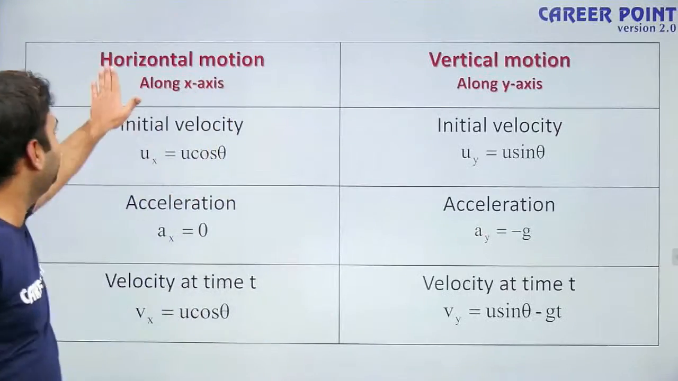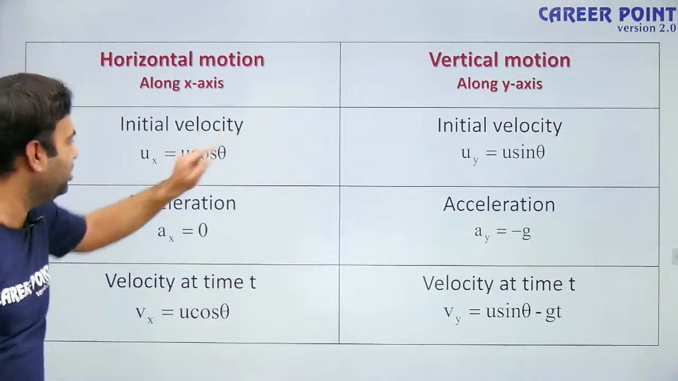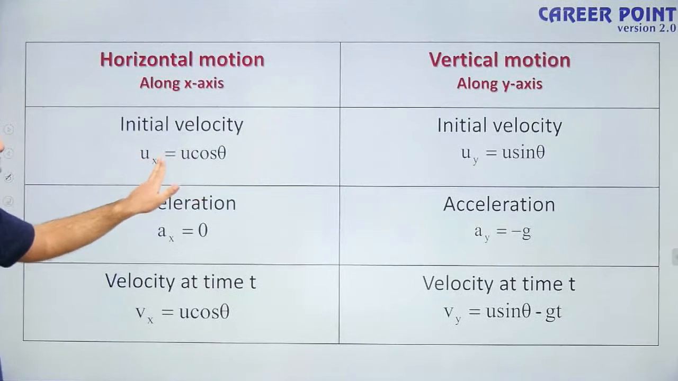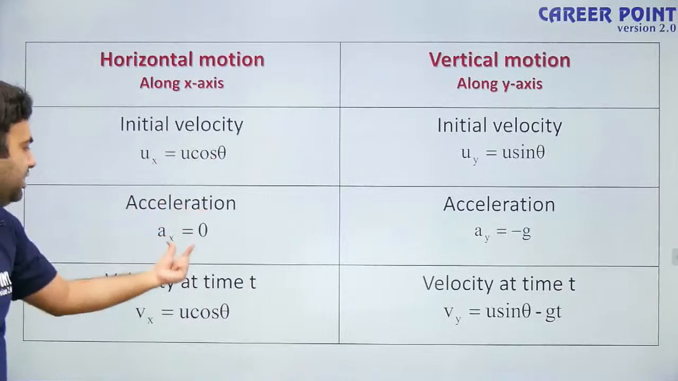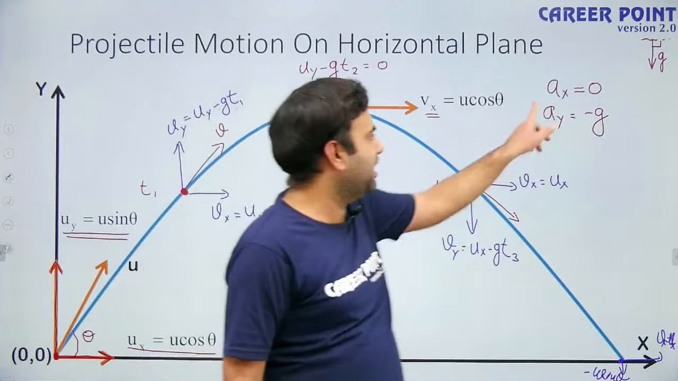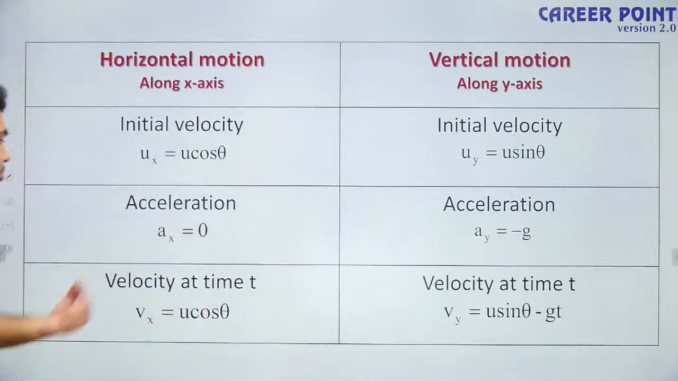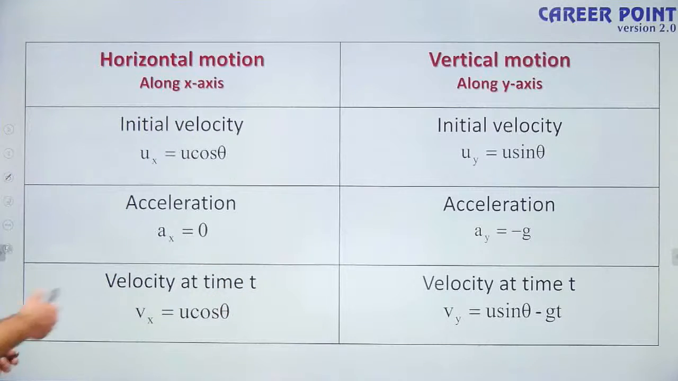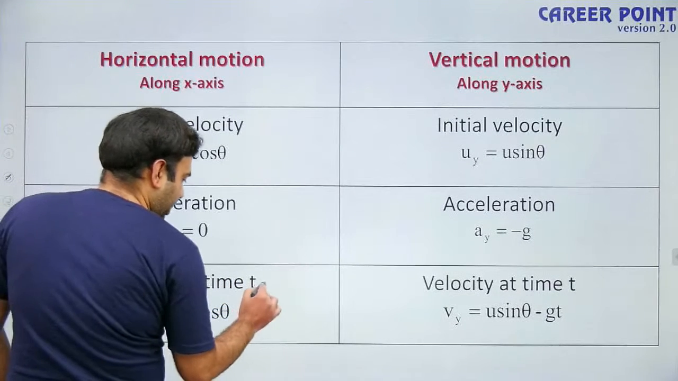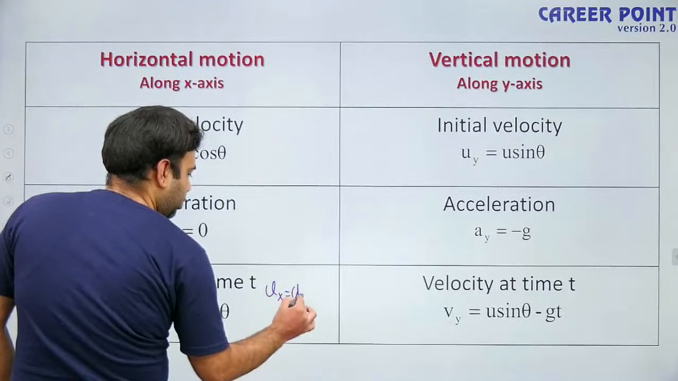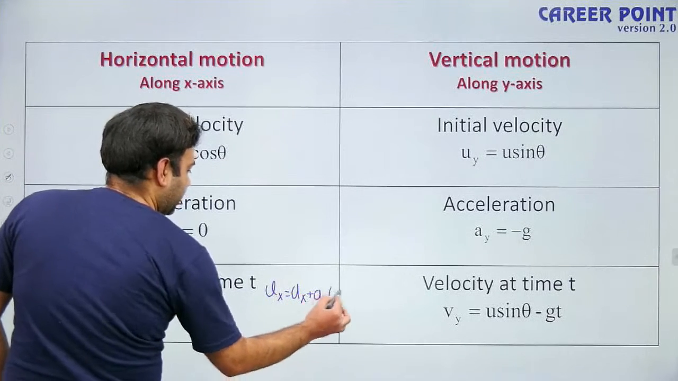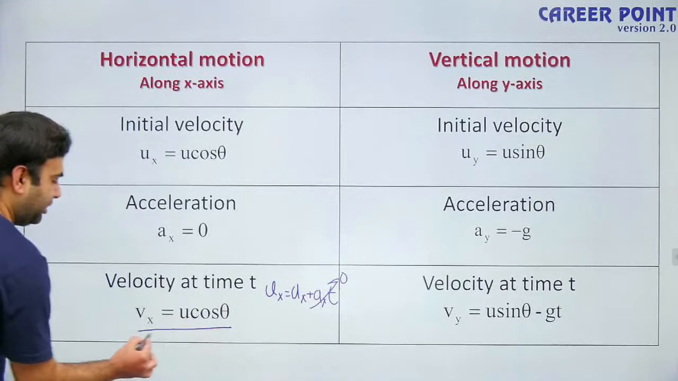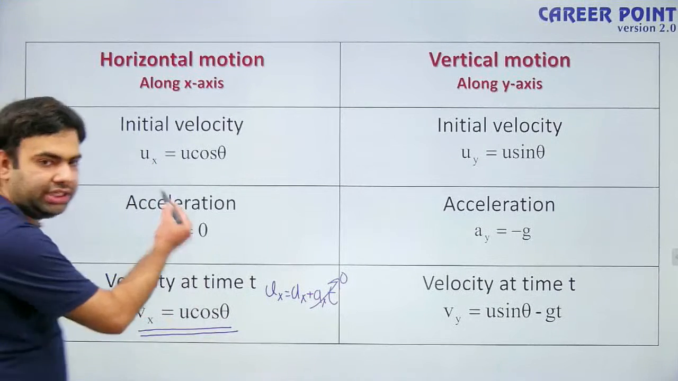Okay, so see this. Horizontal motion along x-axis. What is the initial velocity? Initial velocity is ux, which is equal to u cos theta. And what is acceleration in x direction? As we have seen, acceleration in x direction is 0, so ax is 0. That means velocity at any time t in x direction, we can use equation of motion: vx is equal to ux plus ax into t. Since ax is equal to 0, vx is equal to ux. So at any time t, velocity in x direction is u cos theta.